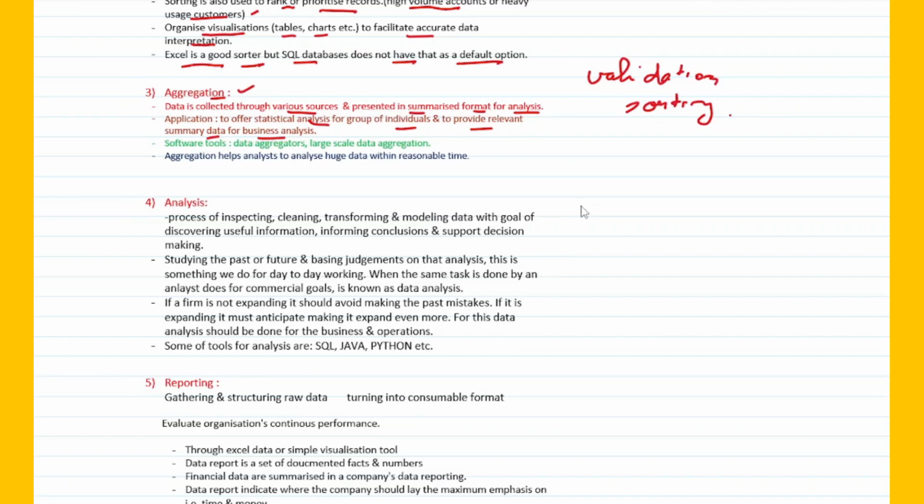What are the different tools that we use for aggregation? It can be data aggregators, large scale data aggregation, right? These are the various tools that are used. Aggregation helps analysts to analyze huge data within reasonable time. So basically it's a time saving process rather than a time consuming one. If you do aggregation in a proper manner, it will help you to make quick decisions within a given span of time, right?